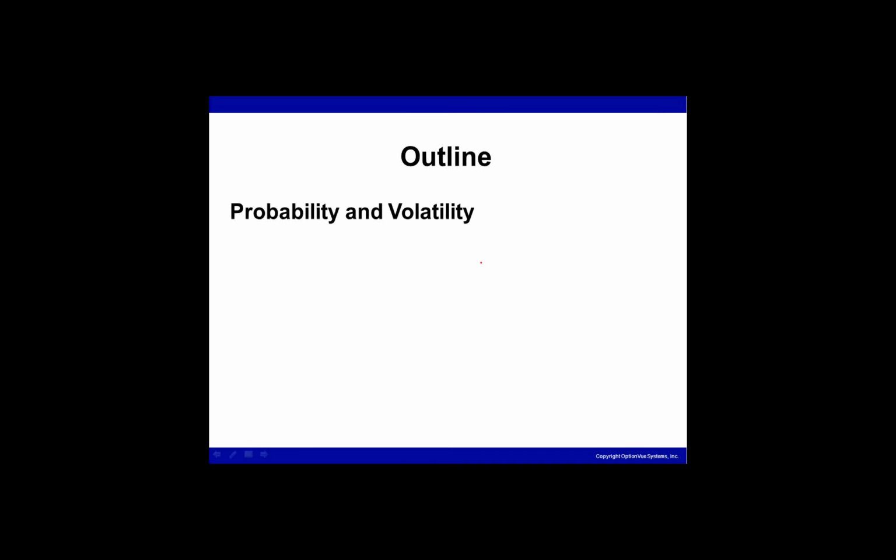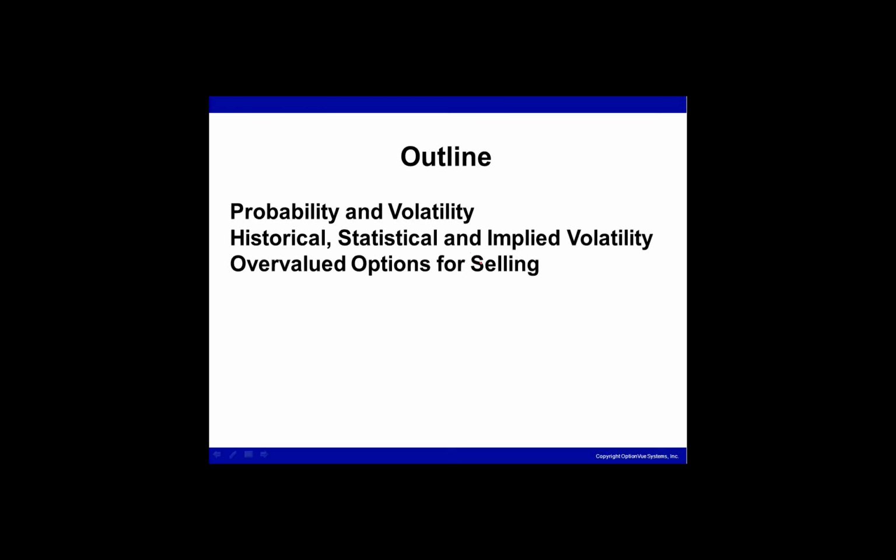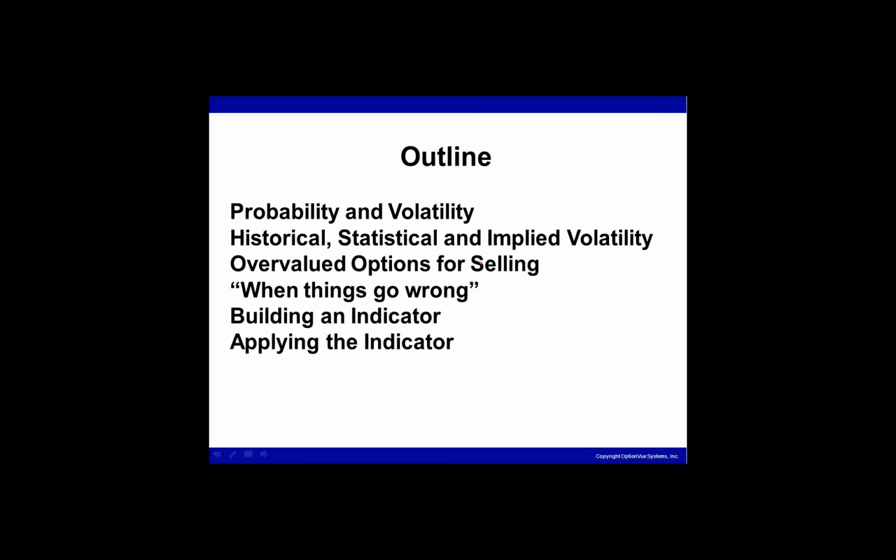So here's the outline for today. We're going to go over probability and volatility and the theory behind that, kind of as a backdrop. We'll look at different types of volatility. We're going to look at overvalued options for selling, what makes options overvalued, and our definitions there. We're going to look at what happens when things go wrong. From a volatility perspective, when things go wrong, what's actually happening there? We'll build an indicator after we go through this backdrop here. Finally, we'll look at applying the indicator. Okay, when we get the indicator, how do we apply it?